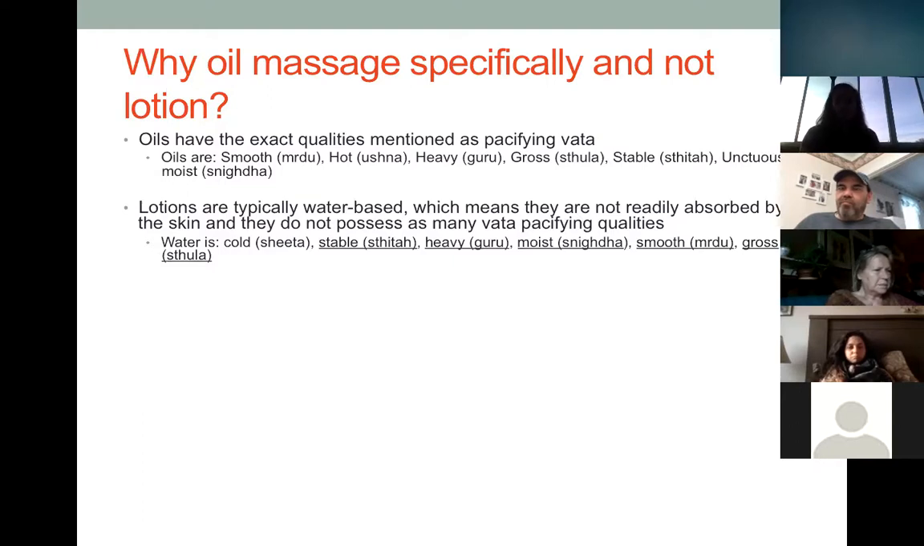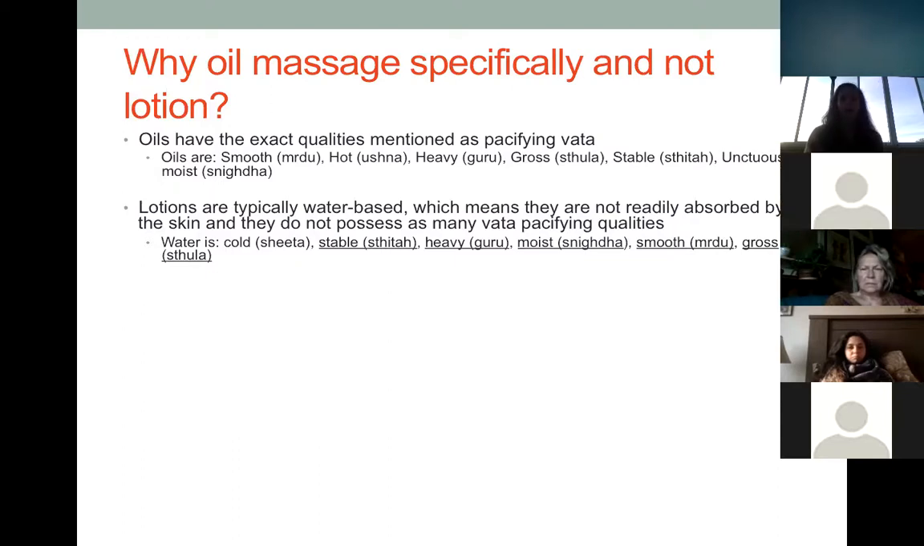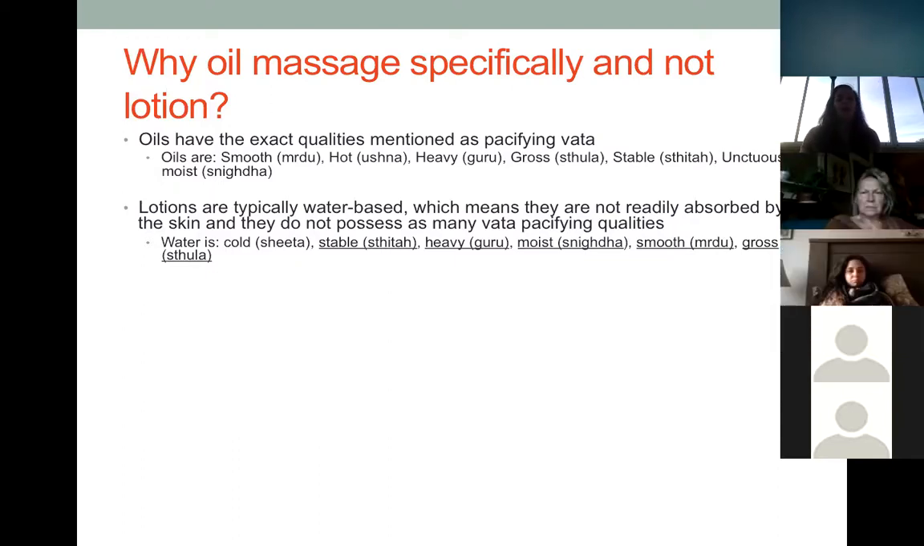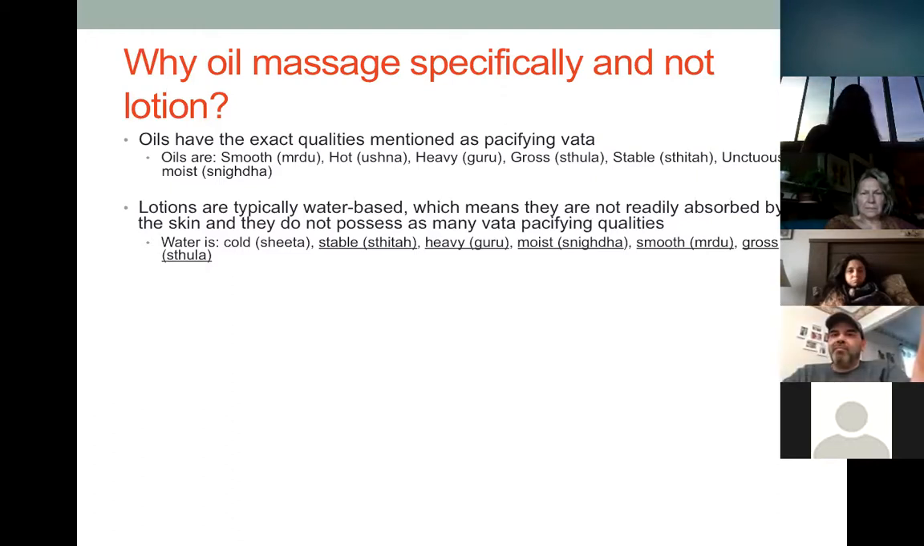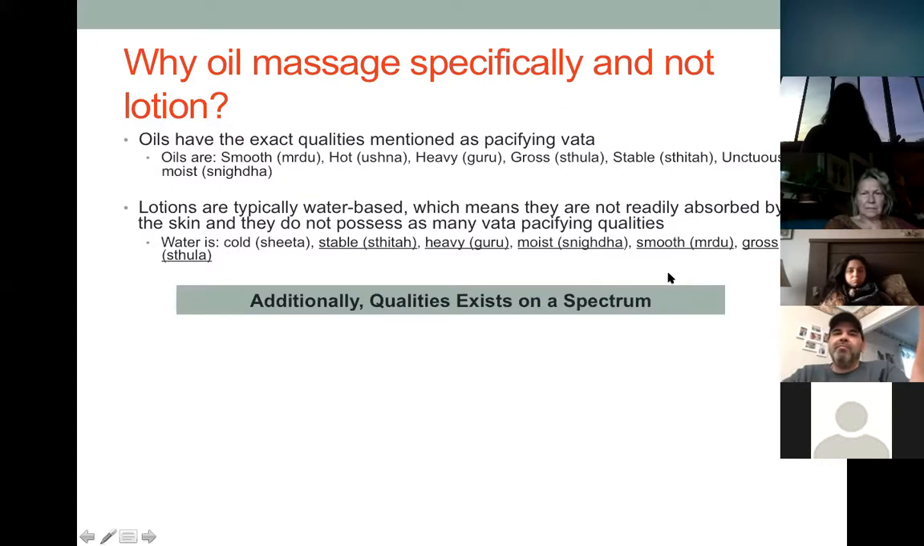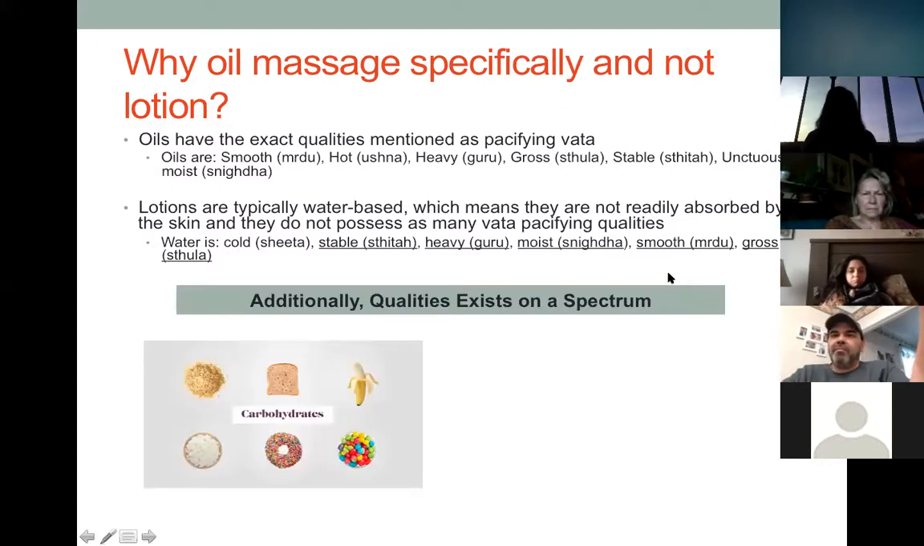You can see most of them, I've underlined the ones that are associated with pacifying vata. So stable, heavy, moist, smooth, and gross are all ones that you see above for oils. The only one that's different is water, which is considered cold, right? Most water, if you find it in the environment, is not hot. But it's not only the fact that it has this cold element in Ayurveda. I gave some examples below, because everything exists on a spectrum. I want to bring in some examples to get you to think a little bit about the difference between a water-based lotion and an oil.